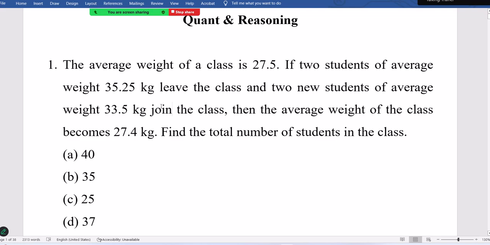See, two students left and two students joined, but their averages are different. Now the overall average has changed, 0.1 decreased. Initially 27.5, now it becomes 27.4.